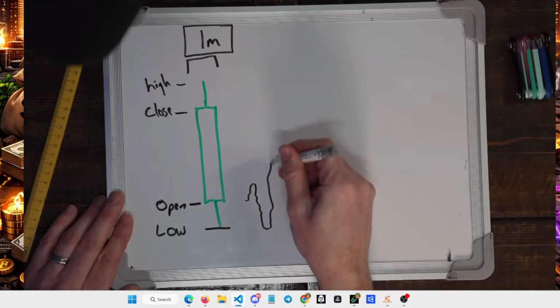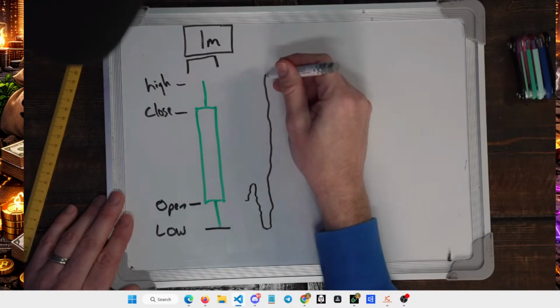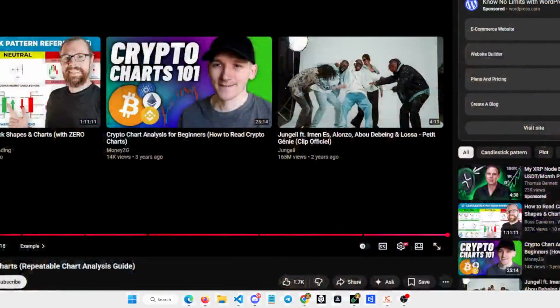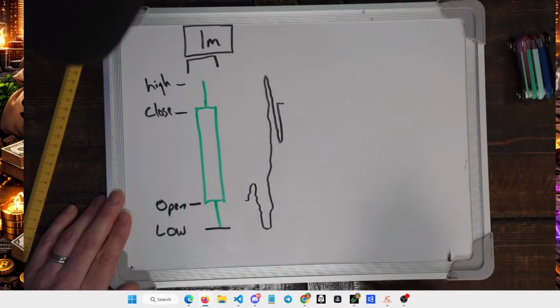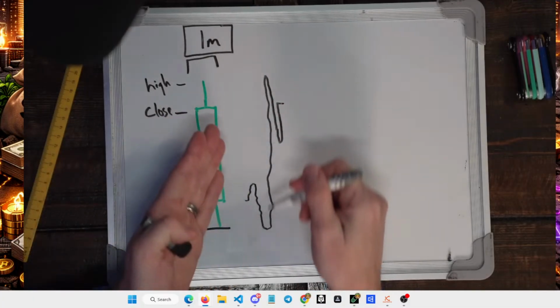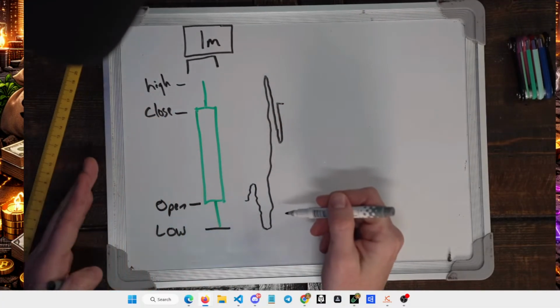And then we came all the way back up to the high point, and then we came down. Maybe we came down a lot, and then we ultimately closed right here. Now, in reality, we don't know exactly what happened except for these four pieces of information.